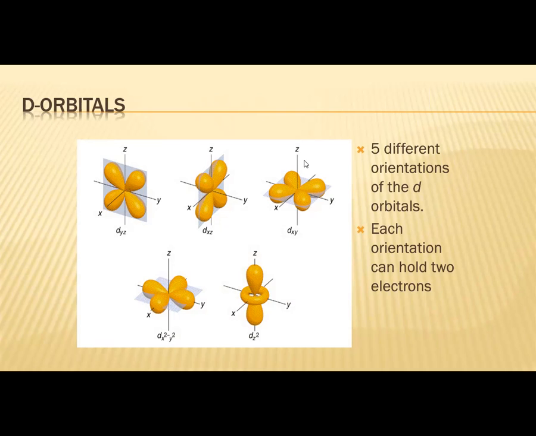There are four 4-leaf clovers, and then there's a dumbbell with a donut around it. It's kind of a weird little shape. Each orbital holds up to 2 electrons, so that gives us 10 total electrons in the d orbital. That's like a 10-seater car, like a minibus. It has a lot of space for electrons to exist in.